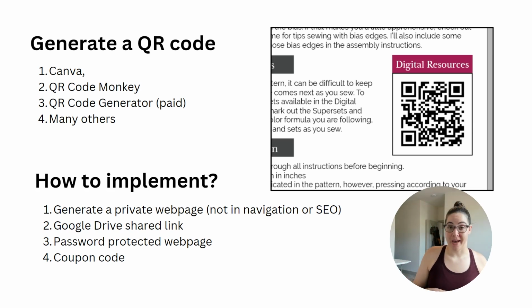You could also put it on a password protected web page on your website. So basically you would generate a web page just like we talked about, link to that in the QR code, and then put a password on it.